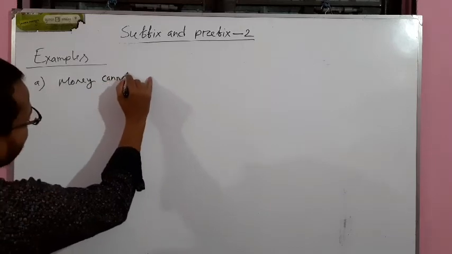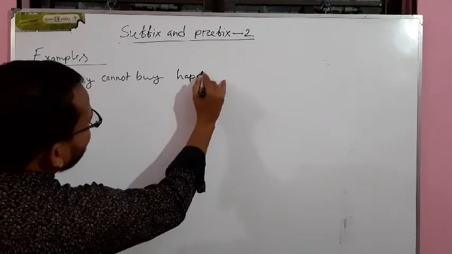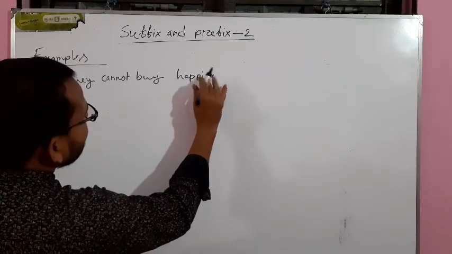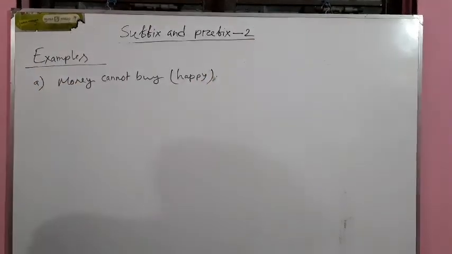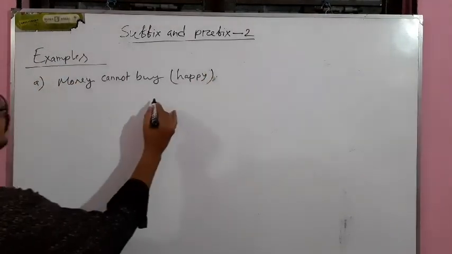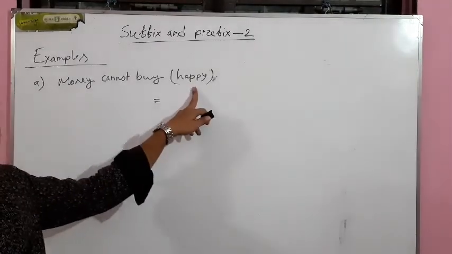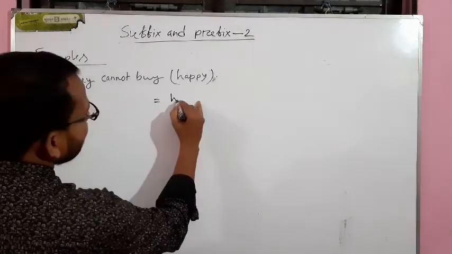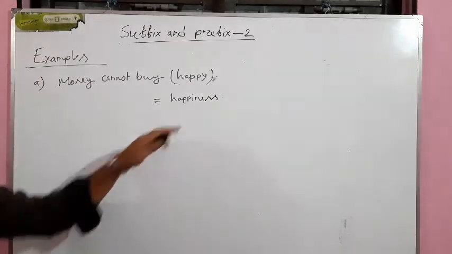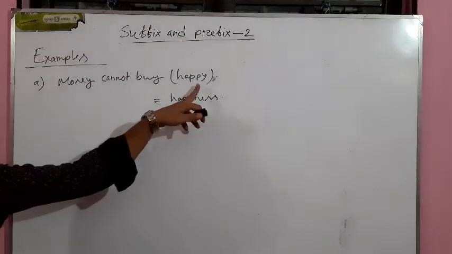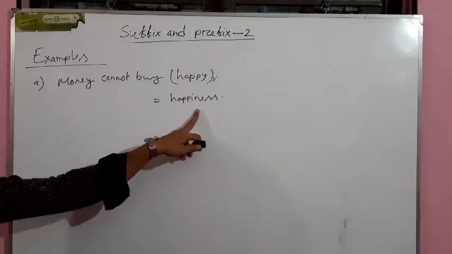For example, first one, A: money cannot buy happy. You will find your question this way, so you have to write the answer. Money cannot buy what? Money cannot buy happy, not happy. Happiness. Okay, you have to use the noun form of the word happy. The noun form of the word happy is happiness.